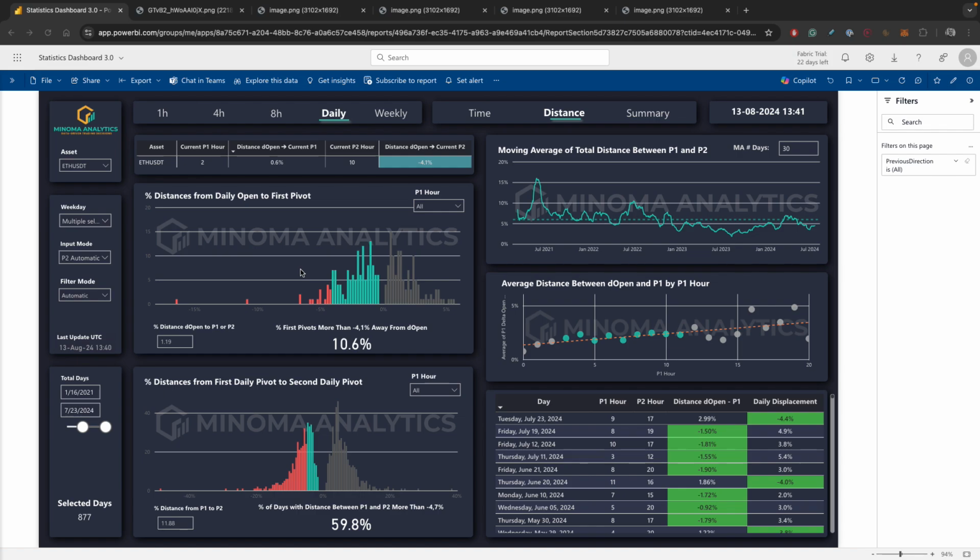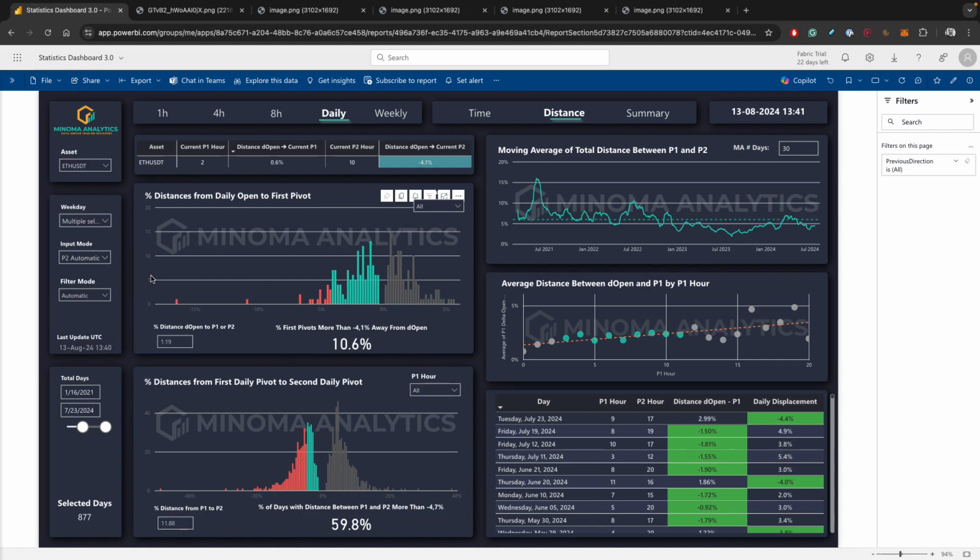Okay, so far we have discussed mostly this chart right here, obviously, this one, the filter modes and input modes. And this chart right here was mostly used, as we've seen, to determine the likelihood of P1 holding. We're now going to discuss this chart, which is used to determine the likelihood of P2 holding.